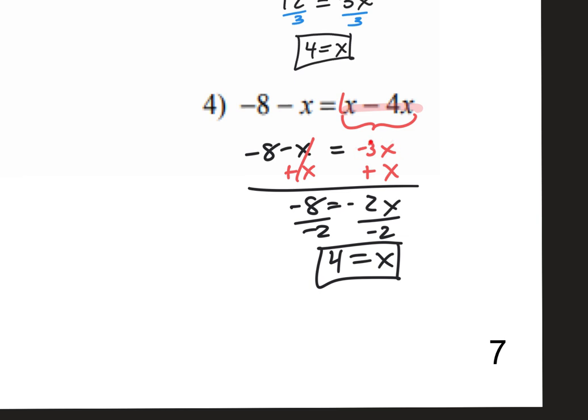So since I only have variables over here, I went ahead and decided to make this my variable side. Just a preference. I could have added 3x and then added 8. But I'd rather just make this my variable side. So I added x, that became negative 2x. And then these canceled out, so I got negative 8 equals negative 2x. Then I'm just going to divide both sides by negative 2. And a negative divided by a negative is a positive. So there's that page. Let's go on to the next page.